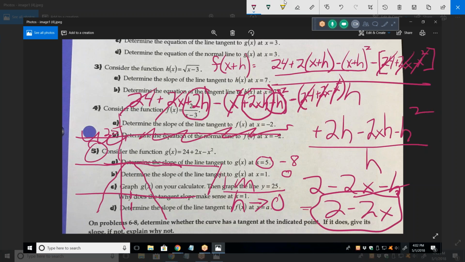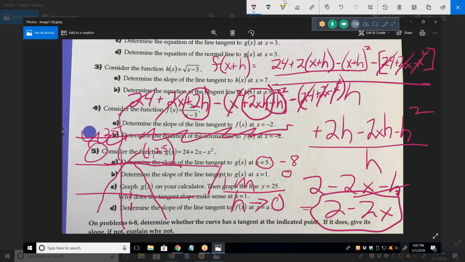Okay. So why does the tangent slope make sense at x equals 1? Because that is the vertex of the parabola, and the slope of the tangent line is always 0 when you're at the vertex of a parabola. And that's where y equals 25 is the vertex. If I put coordinates right there, it's going to be 1 comma 25. Okay.